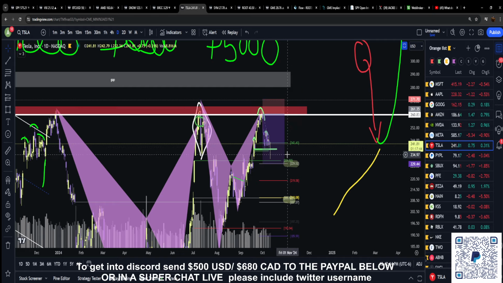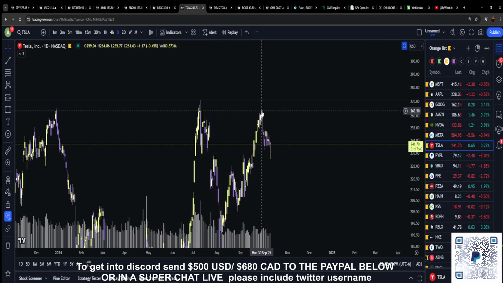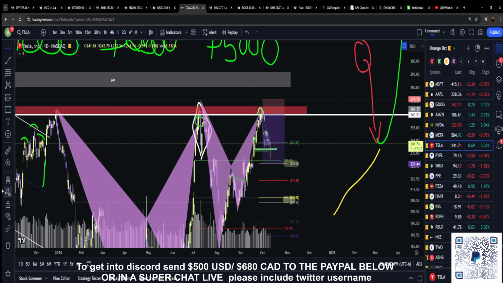And then we watched it wick into that zone with this candle here. And then it did it again here. Two scary candles. It's going to break out. It's going to break out. Look how bullish it is. Oh my God. And then it craters.